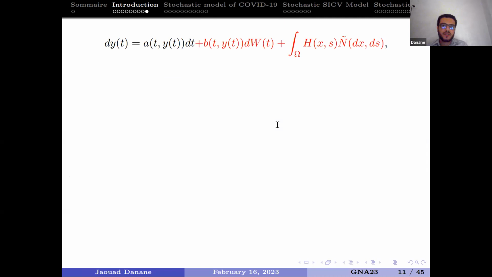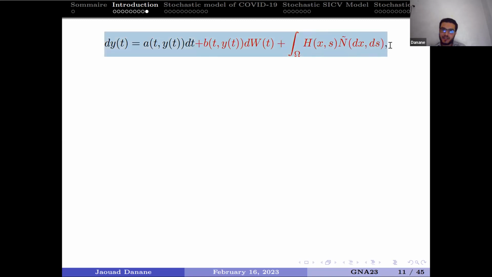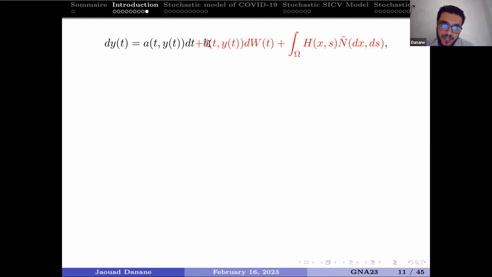So now, in this talk, we want to study the case of the stochastic model. Now we can give the definition of the stochastic model. The stochastic model is the equation dU(t) = f(U(t))dt, which is the continuous or deterministic part, plus the stochastic part, the part in red. So the g(U(t))dW(t) part is the part driven by the Brownian motion, and the second part is the discontinuity of the process of the modeling, given by h(x, s).